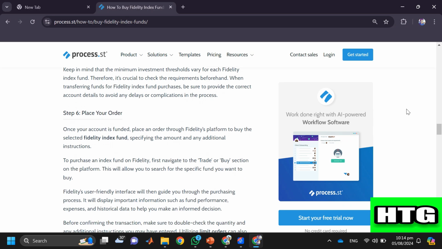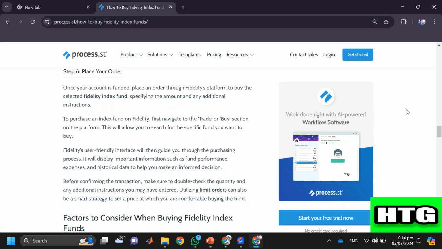Step 6, place your order. Once your account is funded, place an order through Fidelity's platform to buy the selected Fidelity Index fund, specifying the amount and any additional instructions. To purchase an index fund on Fidelity, first navigate to the trade or buy section on the platform. This will allow you to search for the specific fund you want to buy.